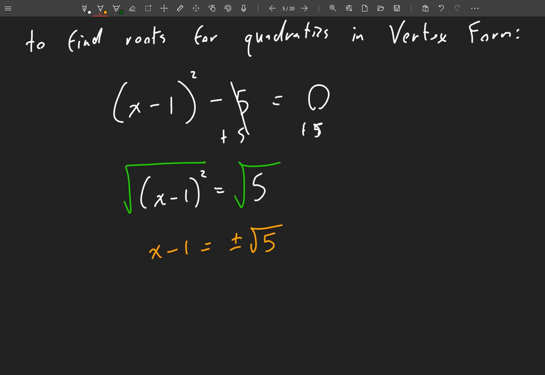Whenever you're asking yourself in an equation situation, what is the square root of something, you need to take the positive and negative version of it when you're trying to solve for x. Now, I need to get x by itself. How do I do that? Well, I'm going to add 1 to both sides. It's just basic algebra. So I cancel that out, and I have x equals. Now, I can't directly add 1 to this yet, so I'm just going to put it out front. 1 plus or minus the square root of 5.